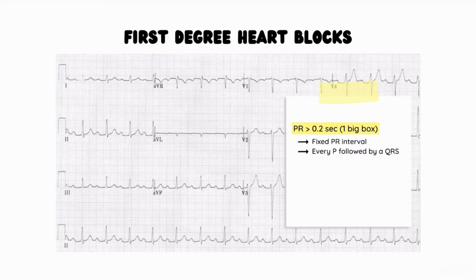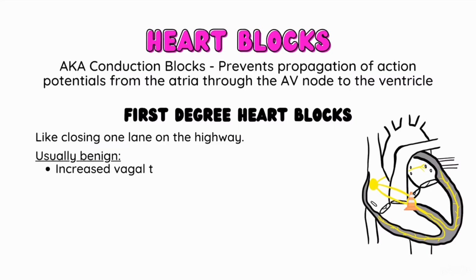However, the prolonged PR interval is fixed, and every P wave is followed by a QRS. Therefore, you can easily confuse it with normal sinus rhythm if you don't measure your intervals. These are benign heart blocks that are often seen in young patients with increased vagal tone or in well-trained athletes. No treatment is required.